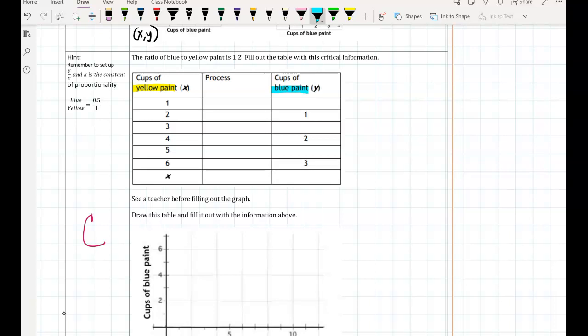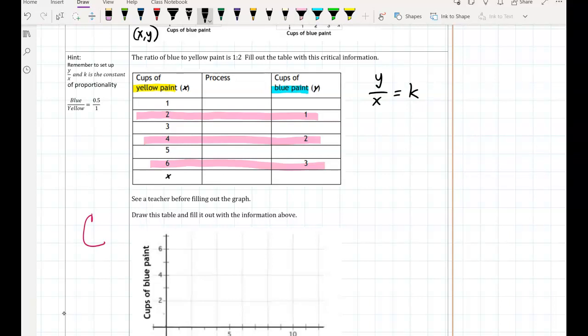So, in order to find the constant of proportionality, you always have to divide y by x. So let's find some pairs where we have both of them. Well, here's a spot where we have both of them. Here's another spot where we have both of them. And here's another spot where we have both the y and the x. So let's check those out.